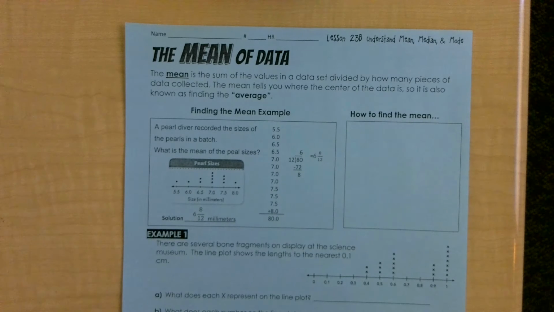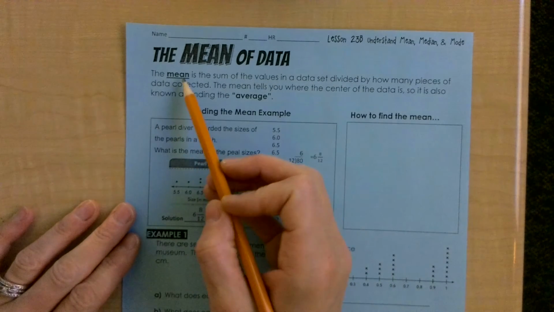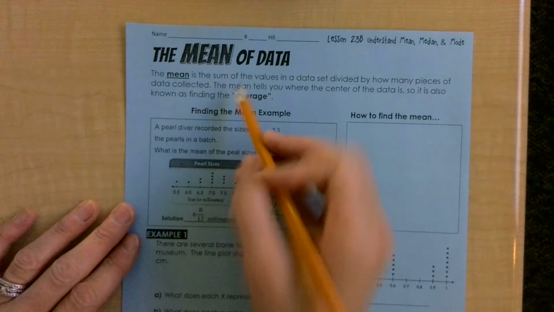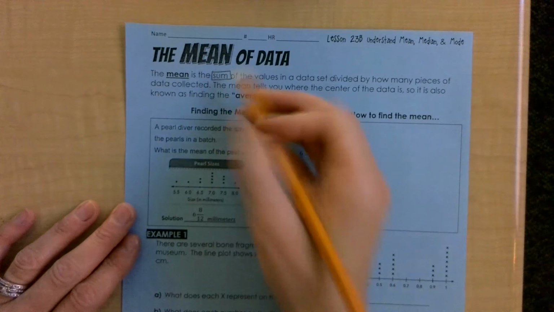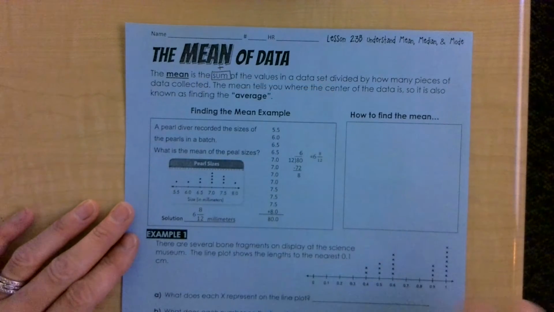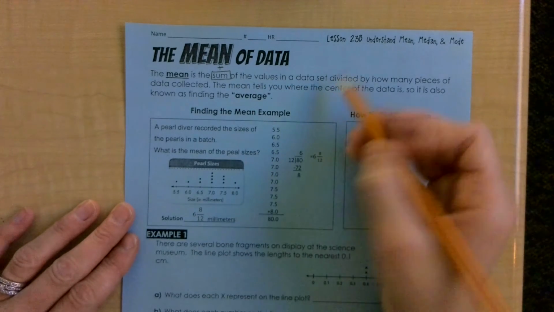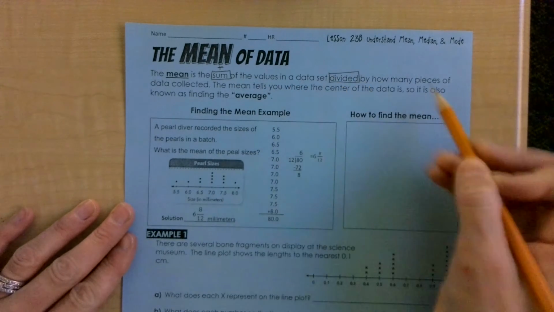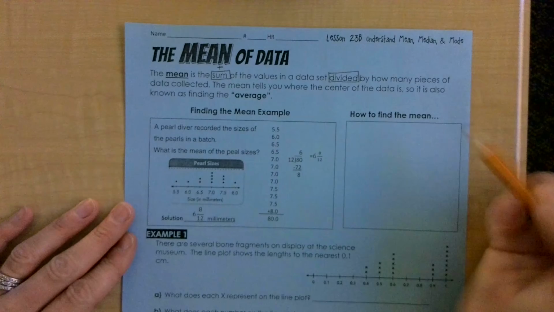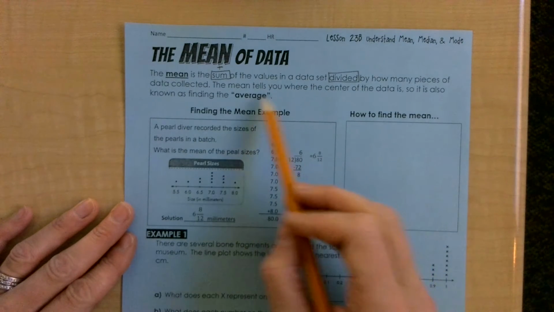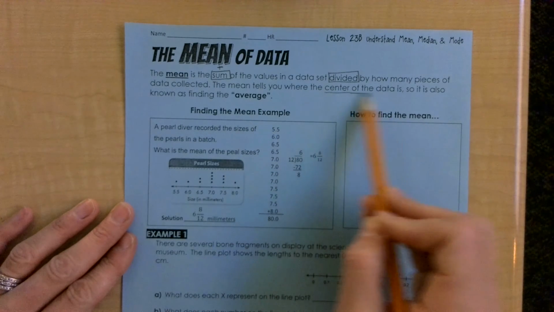Today we're going to look at finding the mean of data. If we have a set of data, we can calculate the mean and it can tell us more information about the data. So let's look at what that actually means. The mean is the sum, and we know that word from our expressions. That's the sum, adding up the values in the data set and then dividing it by how many pieces of data are collected. The mean tells you where the center of the data is.